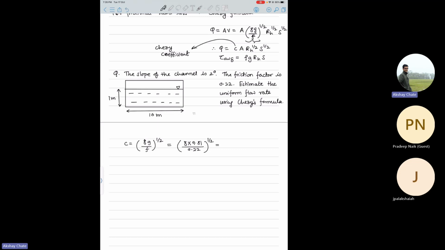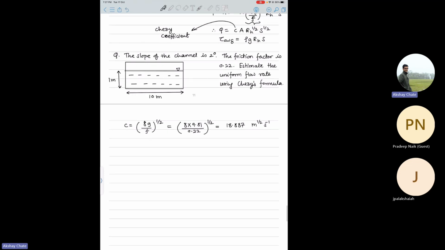I don't have the value with me, but one second, I can calculate. So this is 8 into 9.81 divided by 0.22 and square root of it, right? So it is nothing but 18.887, and it will have the units of square root of meter per second square. This is not a dimensionless number. It will have some unit, so keep that in mind.